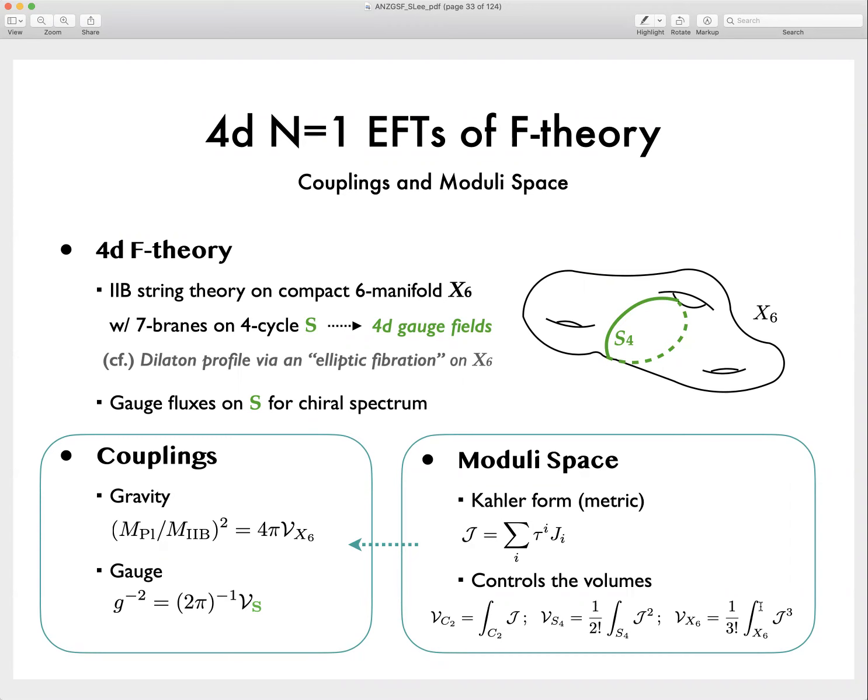So specifically, in the expansion of the Kahler form J into some fixed basis, we have these so-called Kahler parameters tau i's, and these guys are essentially the 2 cycle volumes. Once we integrate this form over 2 cycles, we get the volume of the 2 cycles. And their squares are the 4 cycle volumes, and their cube is going to give us the entire X6 volume.